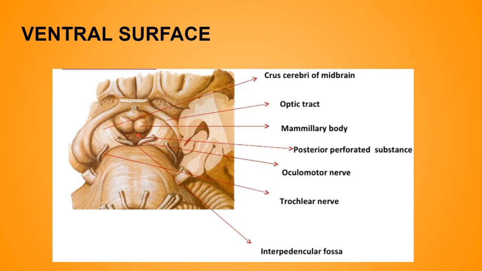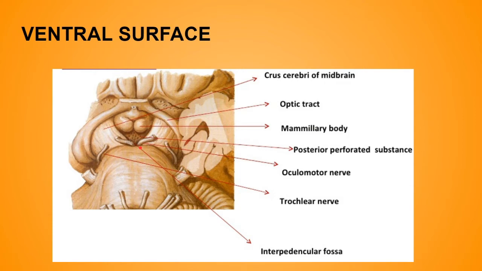Now this ventral surface of the midbrain presents two crura, the crus cerebri of the midbrain, which emerge from the cerebral hemisphere and converge downward to enter the pons, forming the posterolateral boundaries of the interpeduncular fossa. Now this is the interpeduncular fossa, which contains the interpeduncular structures, the mammillary bodies, or we can say the tuber cinereum.